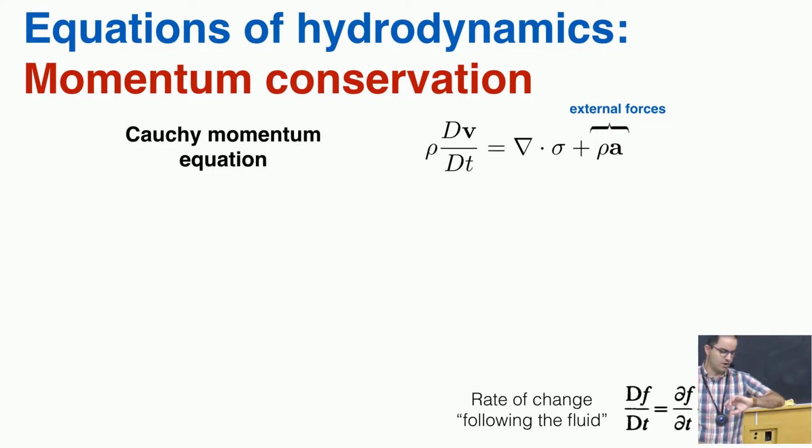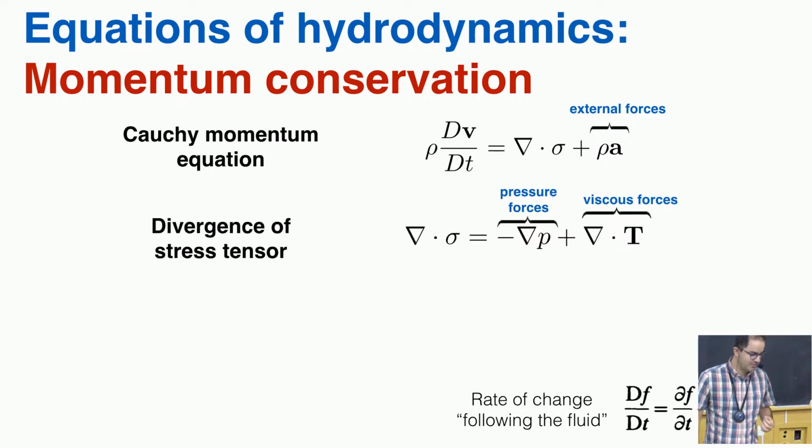So let's quickly go through the meaning of some of these equations. The momentum conservation equation we can rewrite as the divergence of a tensor sigma plus some external forces. On the right side, the first term corresponds to the internal forces happening on your fluid. The second term corresponds to external forces like gravity, like magic, like other things.